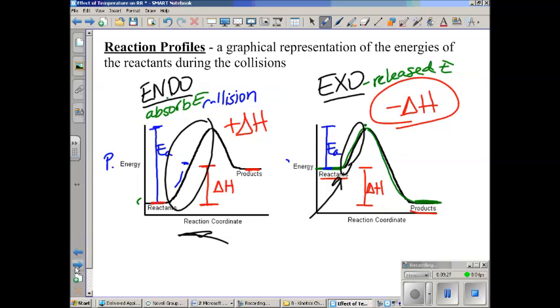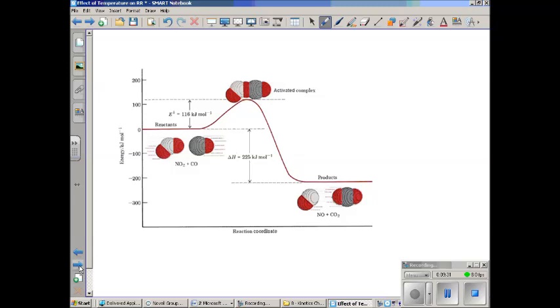So let's take a look. I've written sufficiently all over these ones. Let's take a look at one that shows actual molecules instead of my silly drawings. So you see in this one here, you have NO2 and CO.